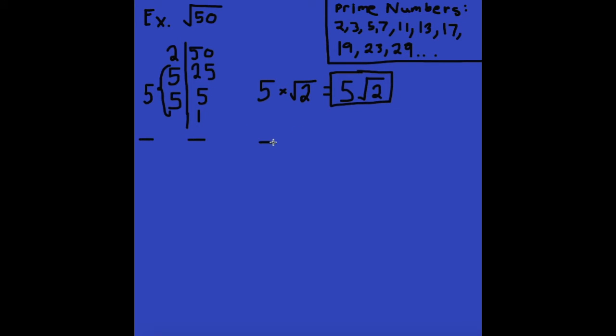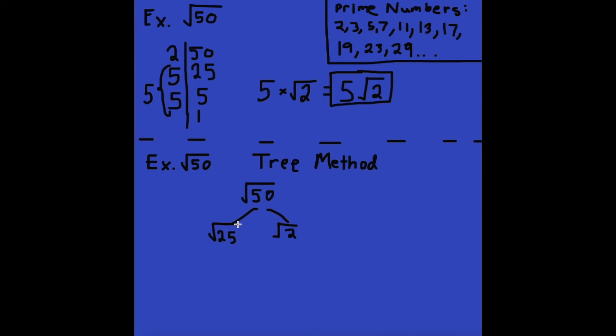If you found that way confusing, let's do it another way with the same problem. This is the more common way, which is called the tree method. So we have the square root of 50. Now we are going to split it such that one of these tree branches are a perfect square. So I can split radical 50 to radical 25 and radical 2. You can double check because radical 25 times radical 2 is radical 50.